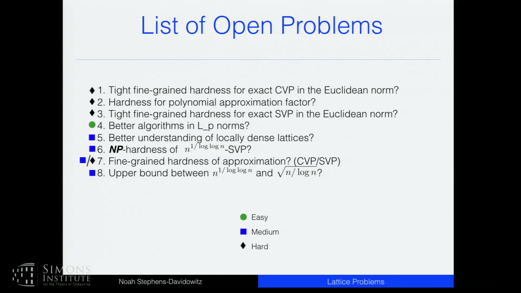And then a bunch of medium problems. There's this geometric question about a better understanding of locally dense lattices. There's Vinod's question of proving NP-hardness of n to the 1 over log n SVP, matching what we know for CVP. There's fine-grained hardness of approximation, which I think might be not too hard for CVP, but probably very hard for SVP, but what do I know? And there's coming up with an upper bound somewhere in the regime, the no man's land, where we don't know much. And I think that's it.